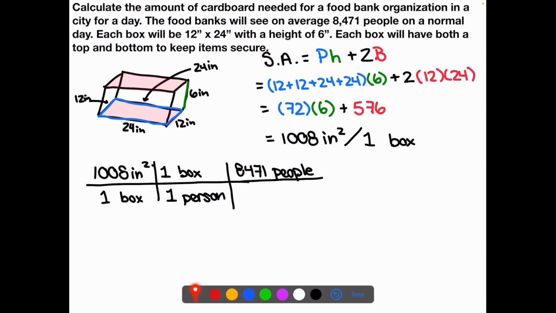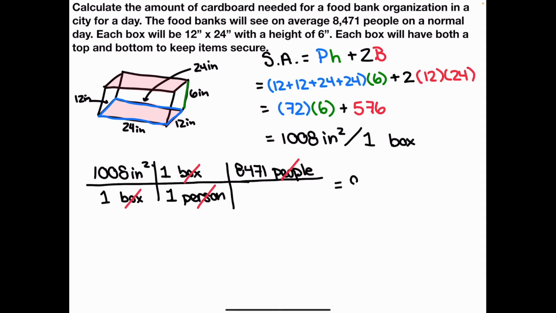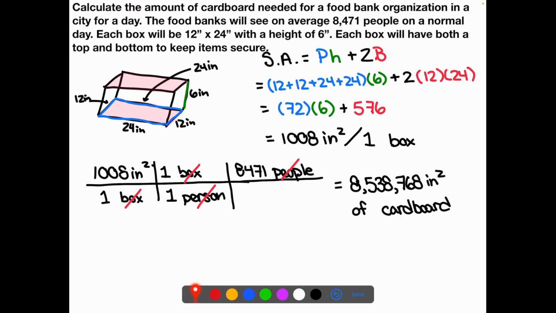And we're left with 1,008 times 8,471. That will give us 8,538,768 inches squared of cardboard that the organization will need in order to serve that many people.